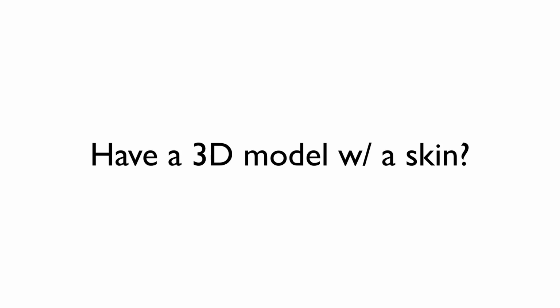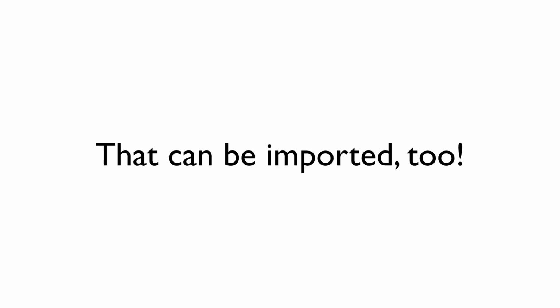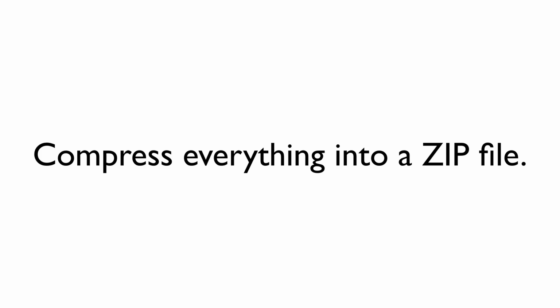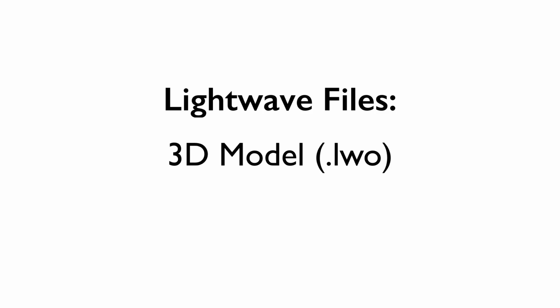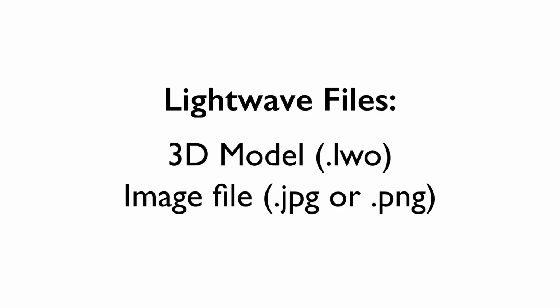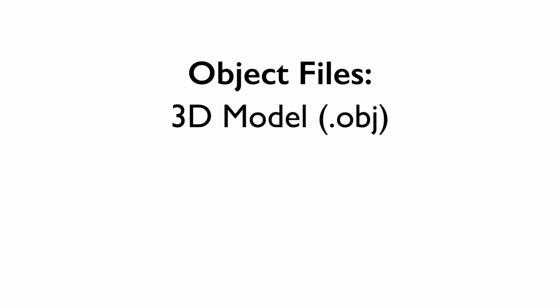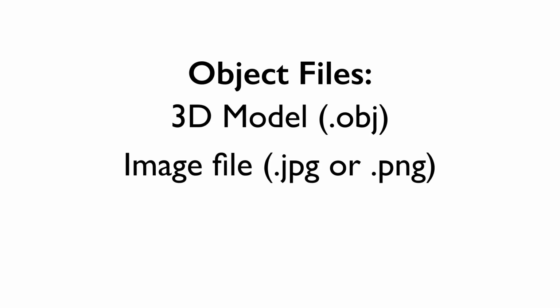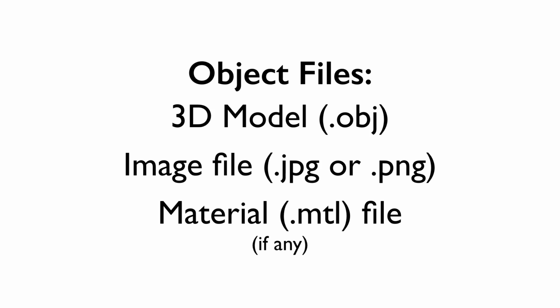Now, if your model happens to have a skin associated with it, you can also bring that into Manga Studio. The easiest means to do this is to compress them into a zip file. With the LWO file, it just needs to be the Lightwave model object and its associated image files for the skin. With the object file, you need the object file, you need its associated skin images, and you may need a .mtl file that helps Manga Studio define what the skin is and where it goes on the model.